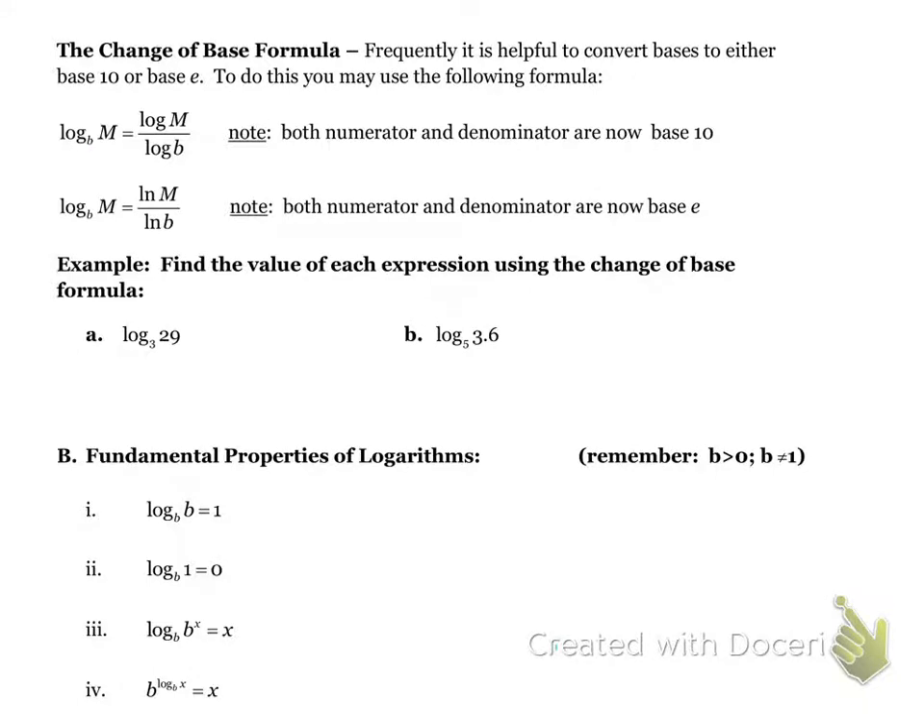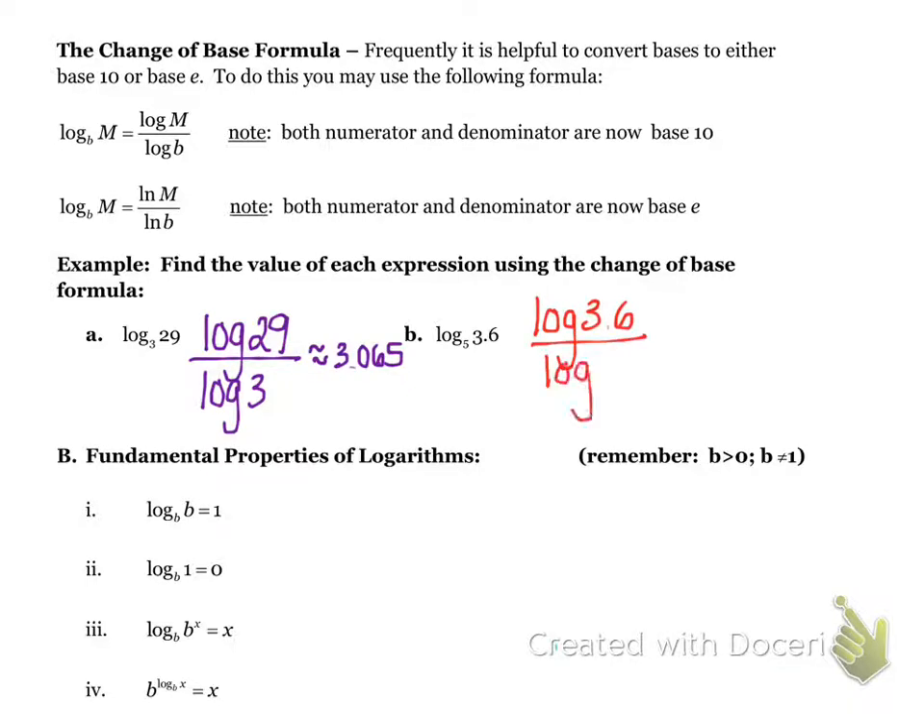So for example, A, you have log of 29, and then the base of 3 goes on the bottom, log of 3. And when you do this, you get about 3.065. Over here, B, you have log of 3.6 divided by the base of log of 5. And again, we have 0.796.